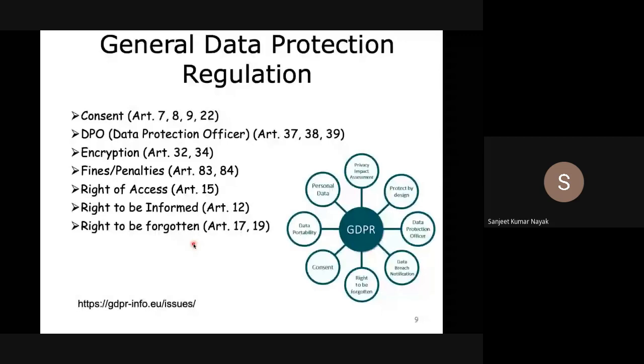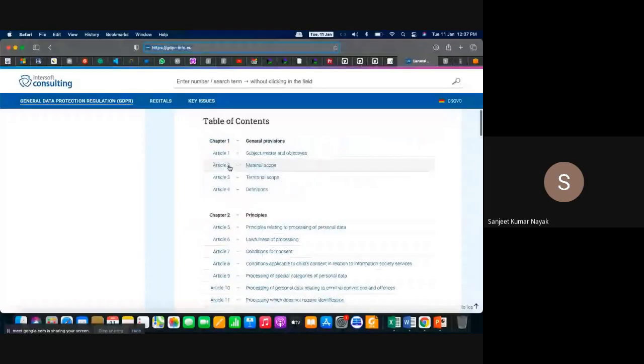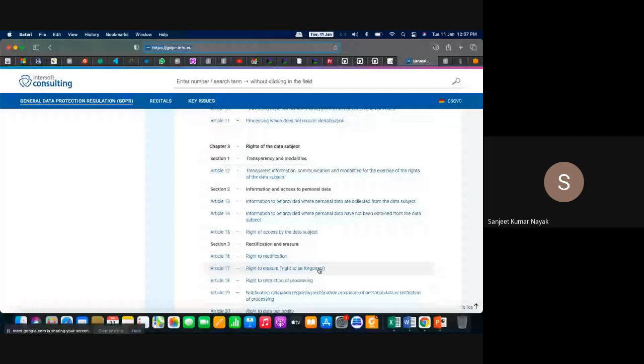So these are the articles available. I am not discussing all of them, so if you want, you can go and discuss. You can see different articles, where each is present, what the different issues are, and what they are providing: right of access, right of erasure, right to be forgotten, which I just discussed. So a lot of articles are available.